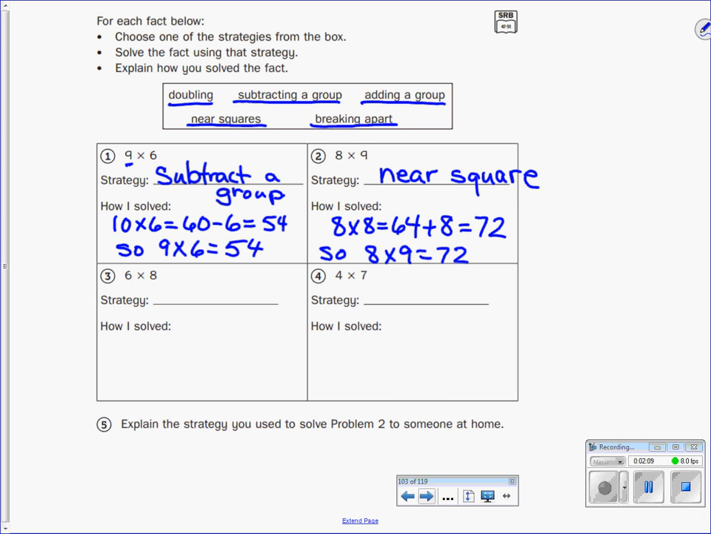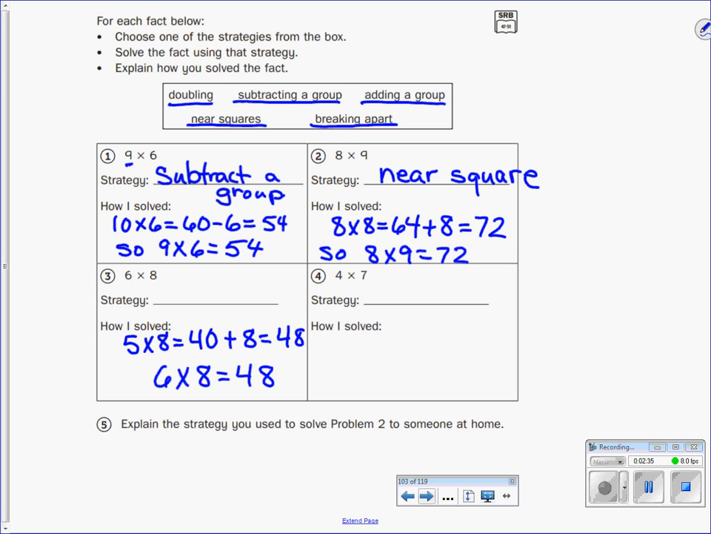So number 3, 6 times 8. So I can use 5 times 8, because I know that 5 times 8 is 40, because I can skip count by 5s. So here I just would have to add a group. So 40 plus 8 is 48. So that means that 6 times 8 equals 48.